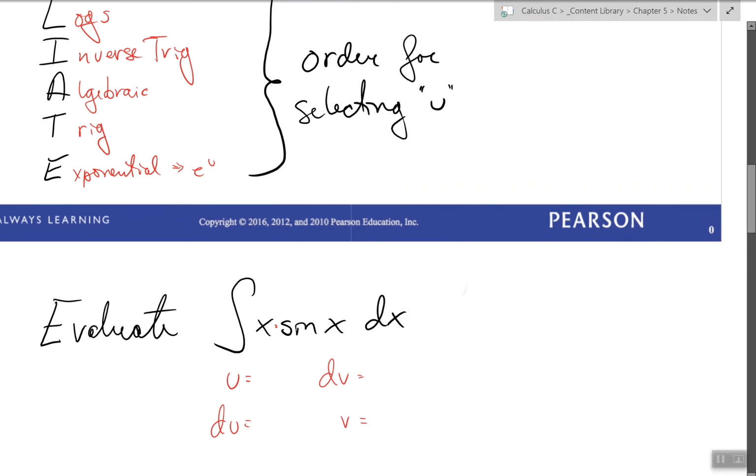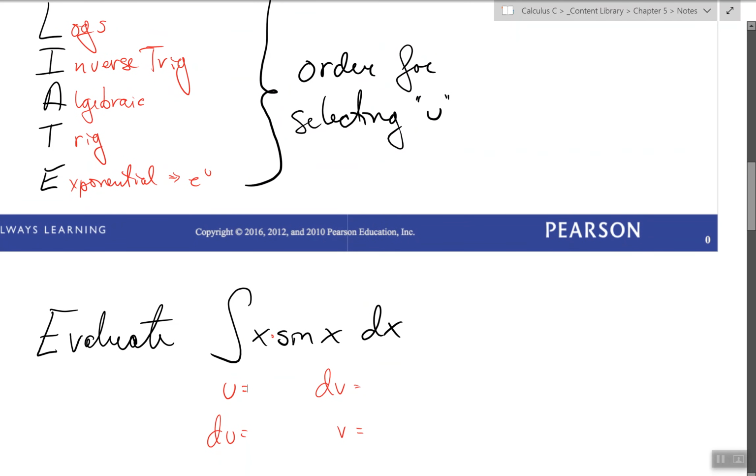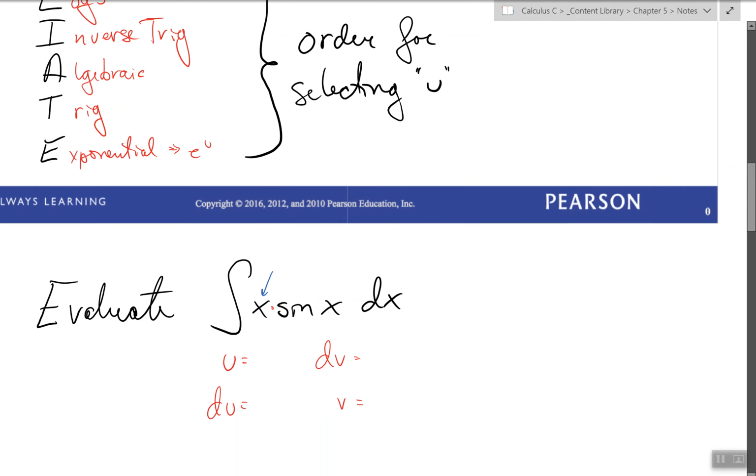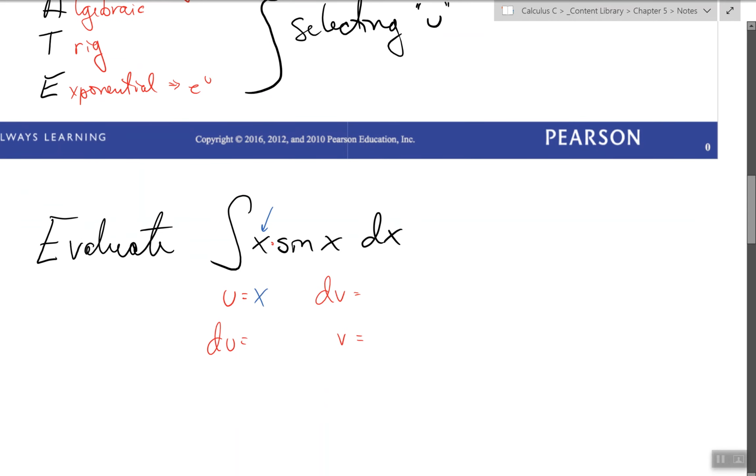So again, we want to go back through LIATE. There is no logarithm in this problem. We do have a trig function, but it is not inverse, so no L, no I. A, algebraic, that is our x function. So that is an algebraic function, so that becomes our u, which means the trig function, t, is our dv.